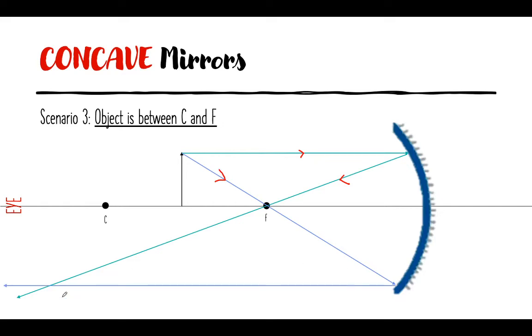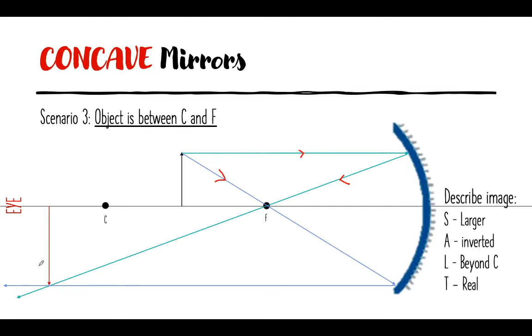Where the two lines meet, that is where the top of my image is going to be, and it's going to extend all the way back to the principal axis. Now, let's compare the image to the object. Size-wise, the image is larger, attitude is inverted, location is beyond C, right? So this image is located beyond C, and type, the light rays are converging, and that's where the image is formed. That is going to be a real image.